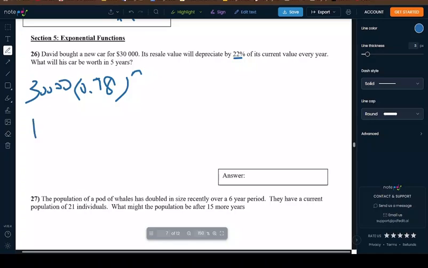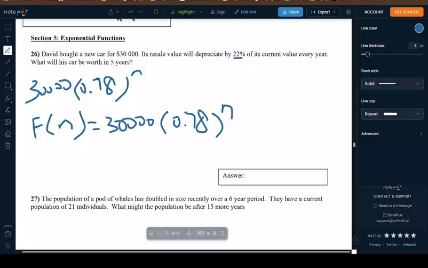So 78 times n, and our base value was 30k. Alright, so this is our f of n equals 30,000 multiplied by 0.78 to the power of n. N is equal to the time in years. So you have to actually do a let statement: let n equal time in years. And you also have to do a let statement that you let your model equal to that, by the way. I'm not going to do it because I'm lazy, but you guys have to do it because you are doing it for marks.